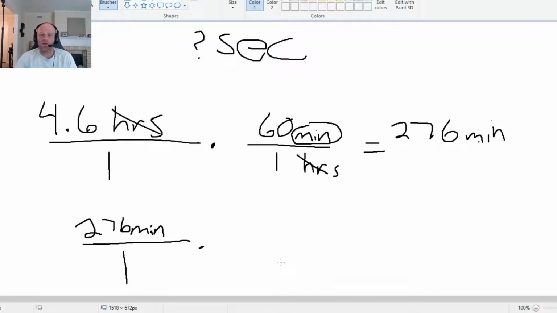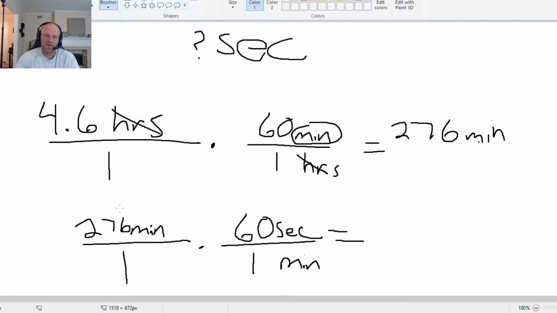So now I want to cancel out minutes, so I'll put it on the bottom. And then it's 1 minute, but I'm trying to find seconds, so 60 seconds, right? Now the minutes cancel out. 276 times 60 equals 16,560. I'm going to write it in scientific notation because we just learned that.